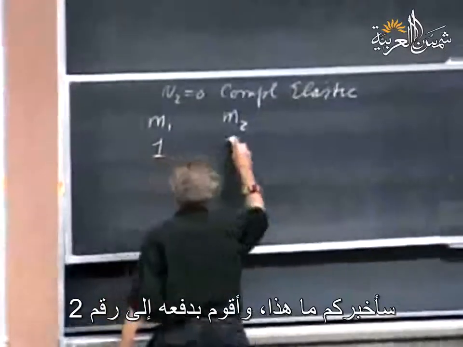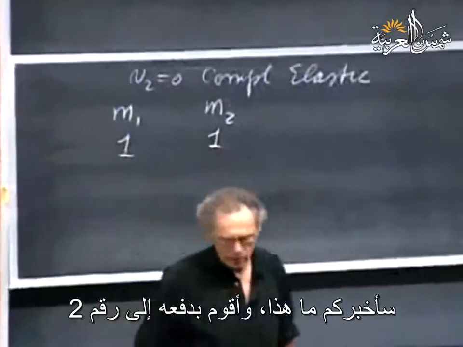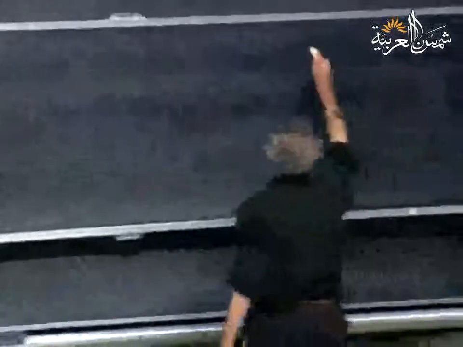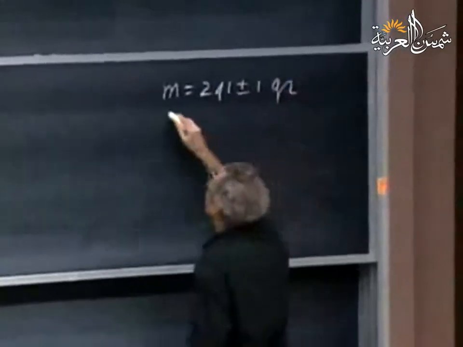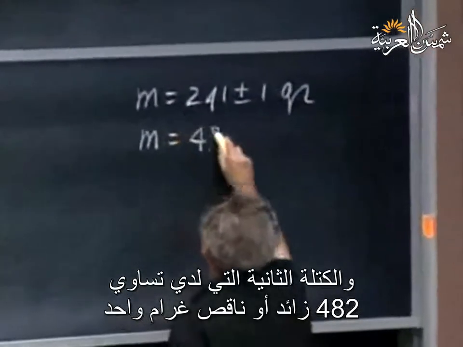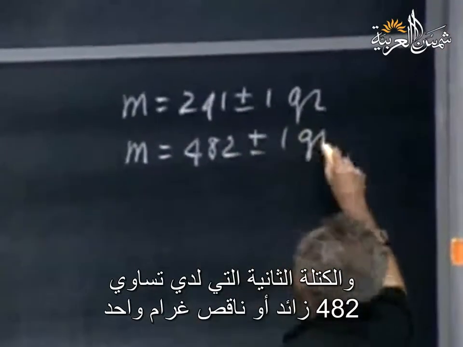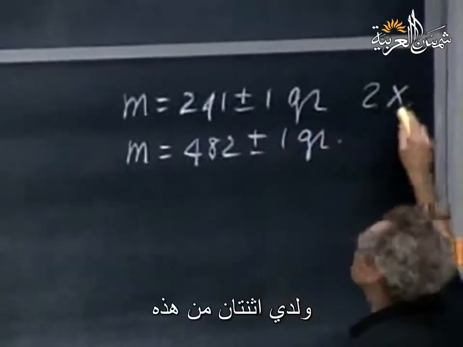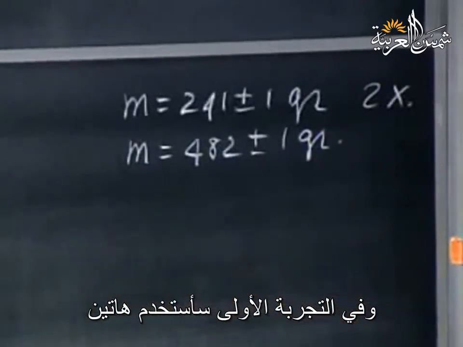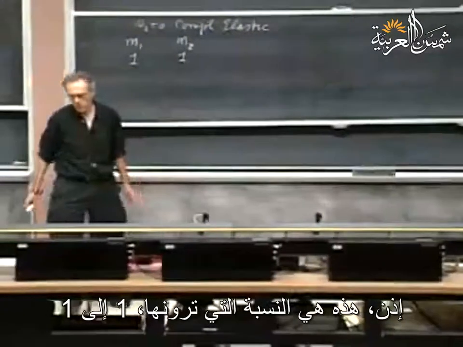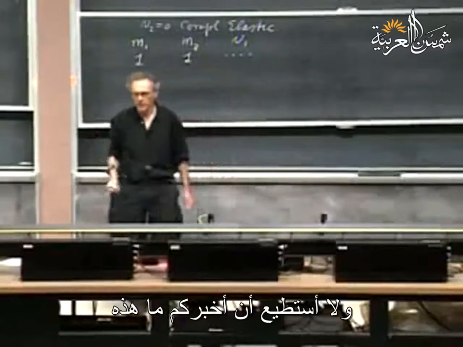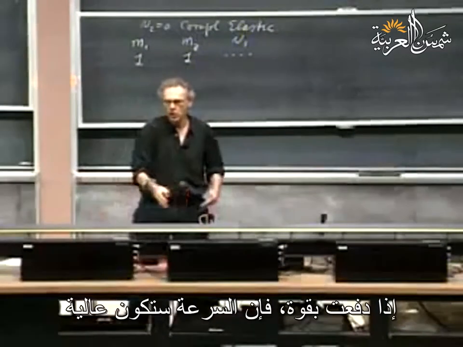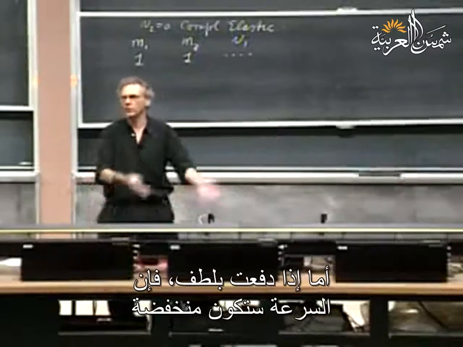So I have one mass of unit 1. I will tell you what that is, and I bang that into number 2. And the masses that I have, one mass is 241 plus or minus 1 gram, and the other mass that I have is 482 plus or minus 1 gram. And I have 2 of these. And in my first experiment, I will use these 2. So this is the ratio that you see, 1 to 1. I will give it a certain velocity, which I cannot tell you what that is. It depends on how happy I feel. If I push hard, then the velocity will be high. If I push softly, the velocity will be low.